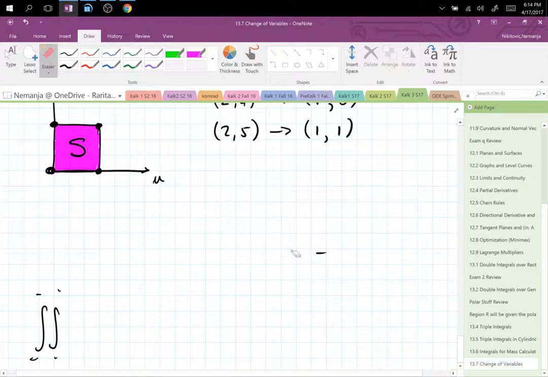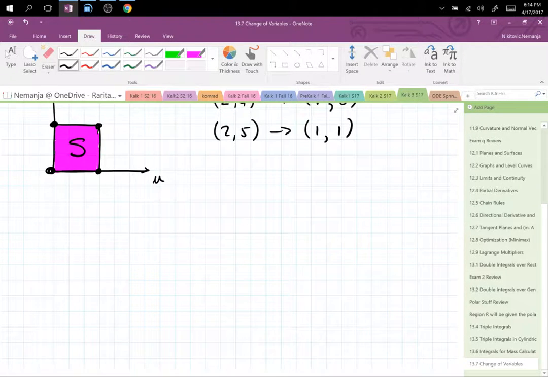Technically, this is the ultimate thing to practice for your exam, because this contains everything. Depending on what kind of region you get, rectangular or a general region, you know how to set up the integral looking at the region, plus everything else, right? So now, the next step.